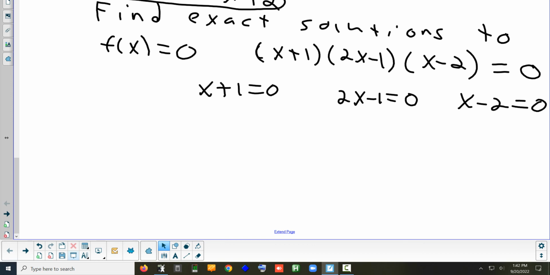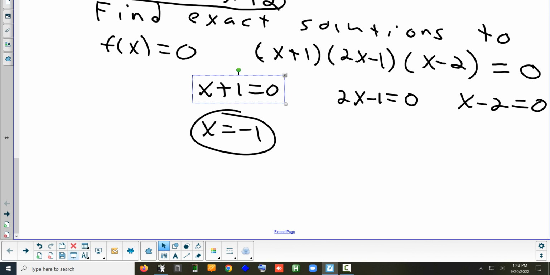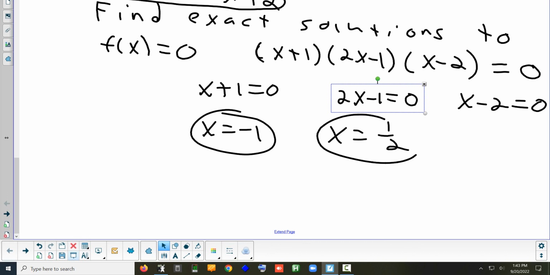What would you plug in for x so that x plus 1 gives you 0? Yeah, negative 1. x equals negative 1. What would you plug in for x here so that 2x minus 1 equals 0? Yep, 1/2. And what would you plug in for x here so that x minus 2 equals 0? Sky? 2.